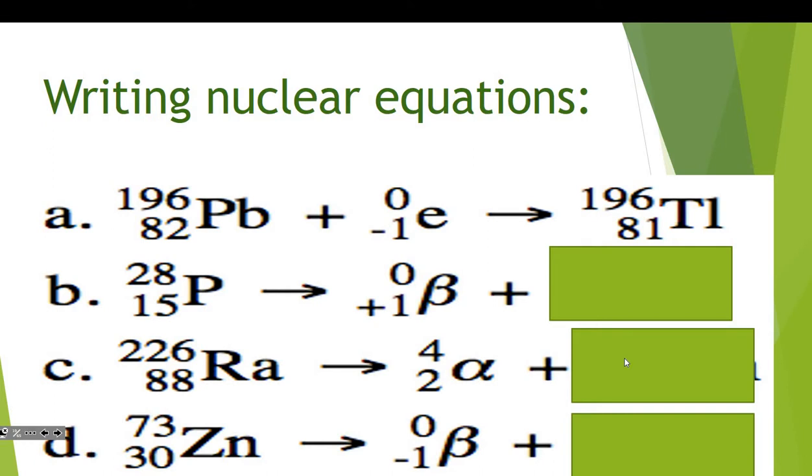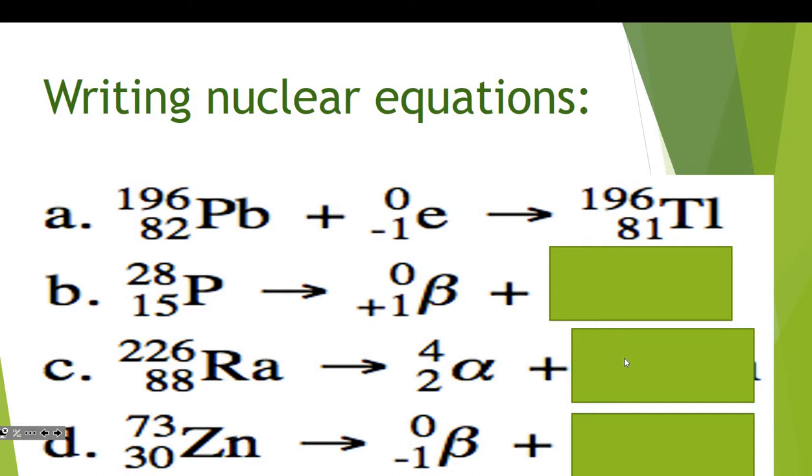Okay, see if you can do B, C, and D. I'll give you a minute for each. So you add the top, the arrow acts like an equal sign. Add the bottom, the arrow acts as an equal sign. It has to be the same on both sides. It's really easy for now. It's thallium, that's what it is.